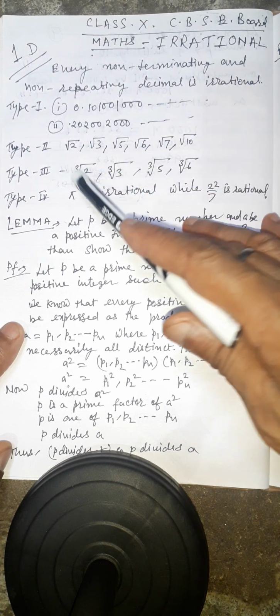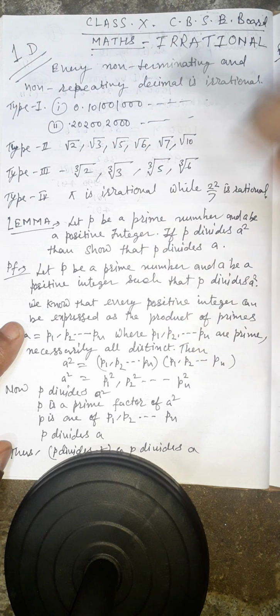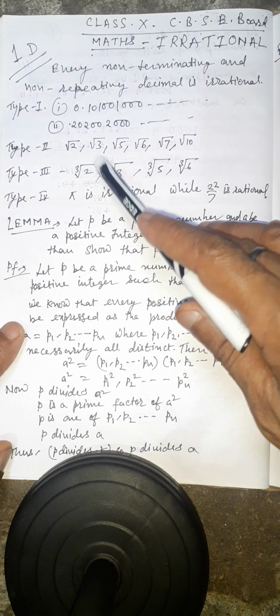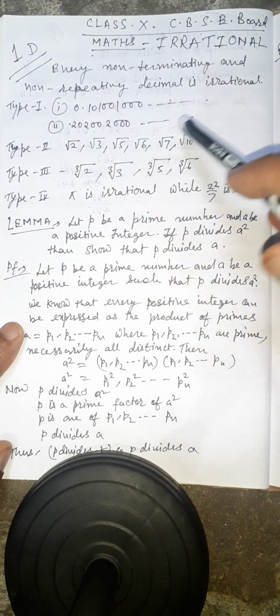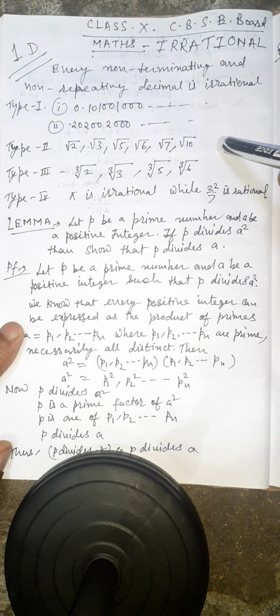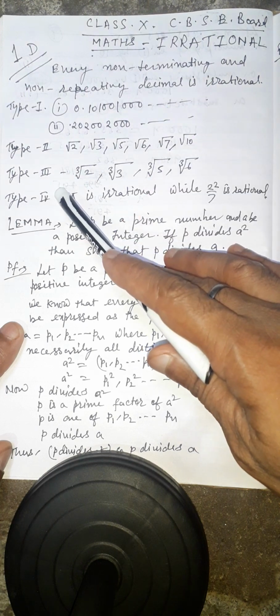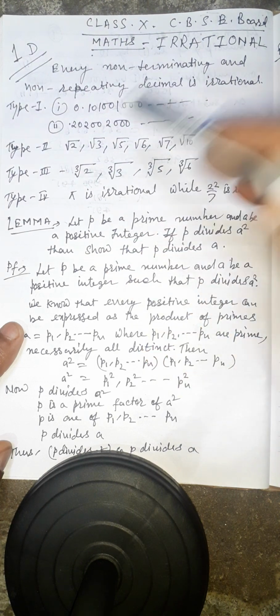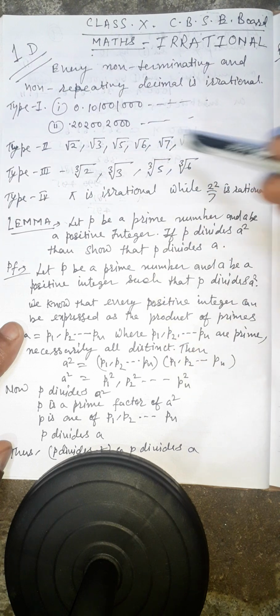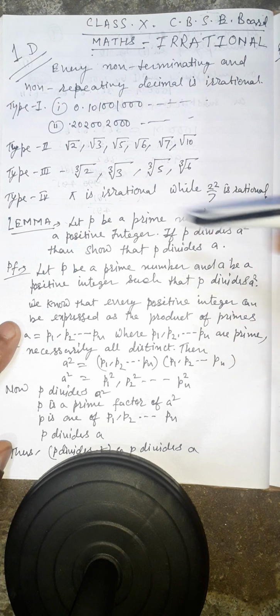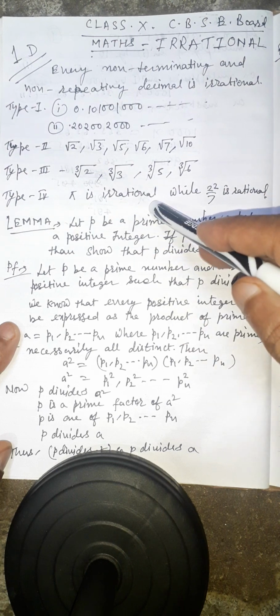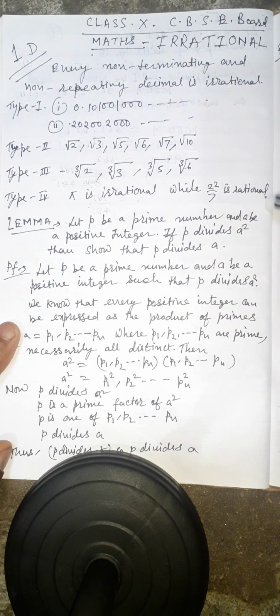And the other type which you studied in previous classes also: root 2, root 3, root 5, root 6, root 7, root 10. Third type is the cube roots of numbers: cube root of 2, cube root of 3, cube root of 5, cube root of 6. And the fourth type, pi is an irrational number while 22 upon 7 is a rational number.